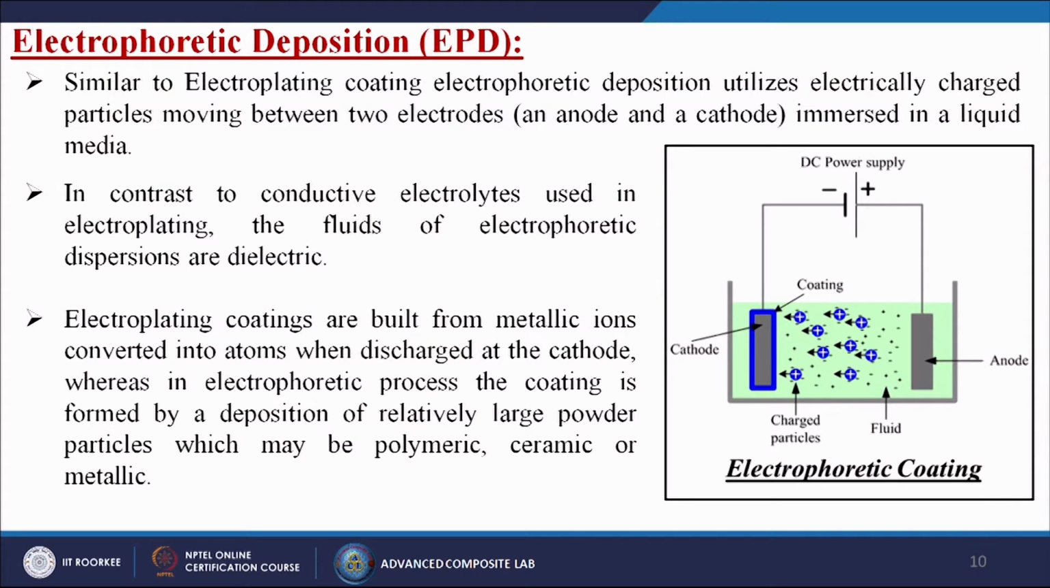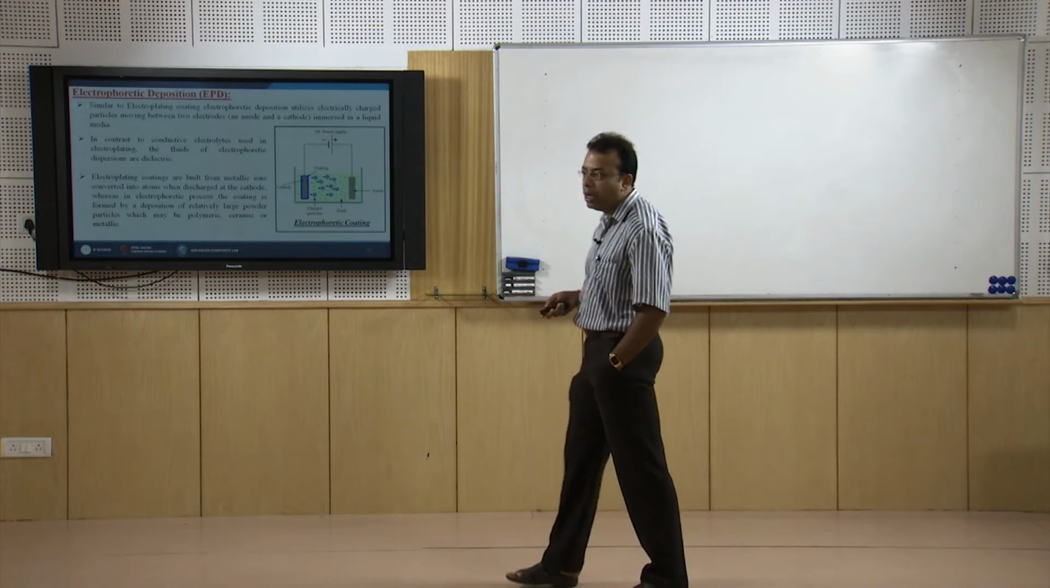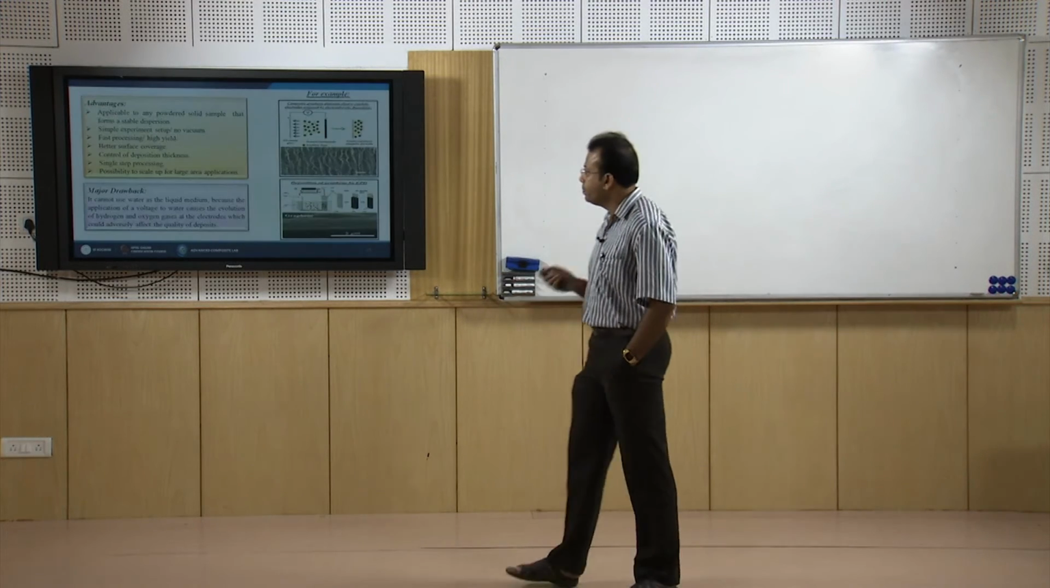In contrast to conductive electrolytes used in electroplating, the fluids of electrophoretic dispersions are dielectric. So, here we are taking some kind of dielectric medium. Electroplating coatings are built from metallic ions converted into atoms when discharged at the cathode, whereas in the electrophoretic process the coating is formed by deposition of relatively large powder particles, which may be polymeric, ceramic or metallic.